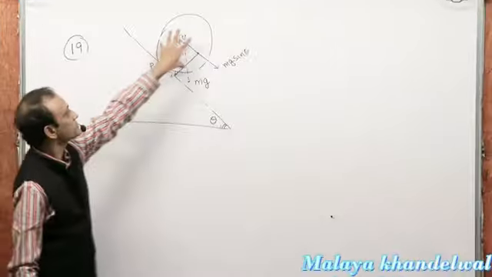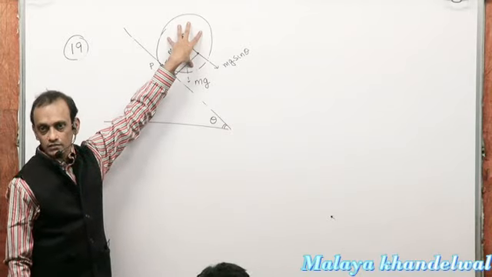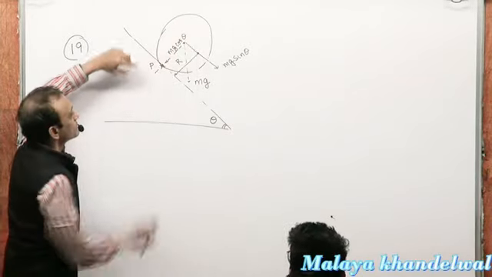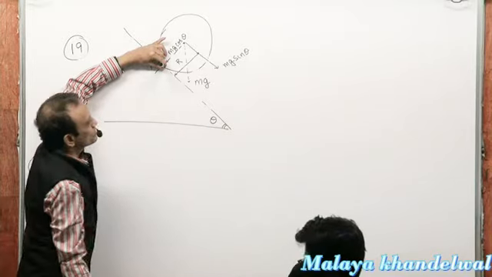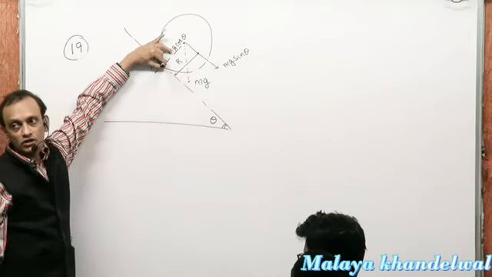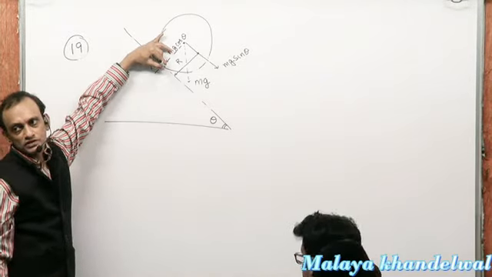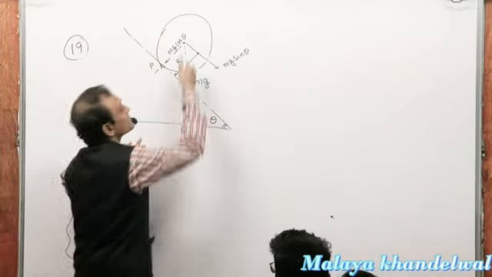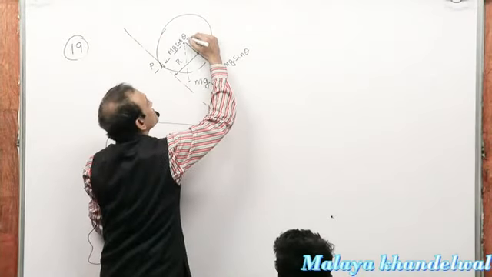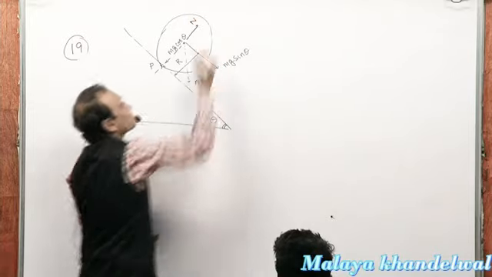Plane, and there is a sphere of mass m, radius r, and I want to find the torque about an axis passing through this point of contact and perpendicular to this plane. Of all the forces, what are the two forces acting on this sphere? Right, there is mg, which is like this, and there is normal reaction N like this.